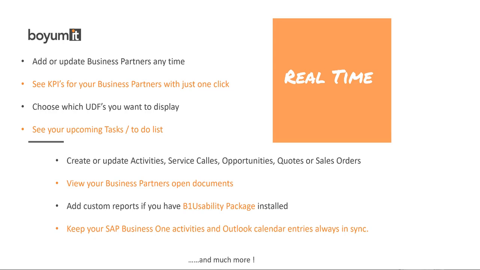You can add business partners, you can see your KPIs, you can create activities, sales orders, quotes, etc., and so much more. The beauty is all your tasks are real time. As soon as you do any activity in CRM for Outlook, it flows back into your SAP Business One.